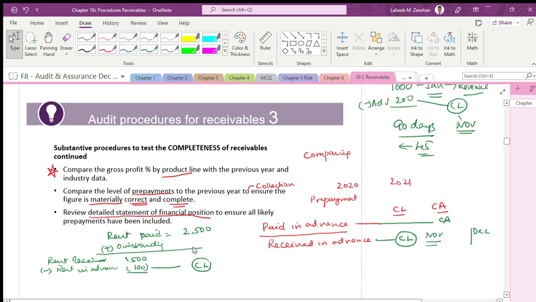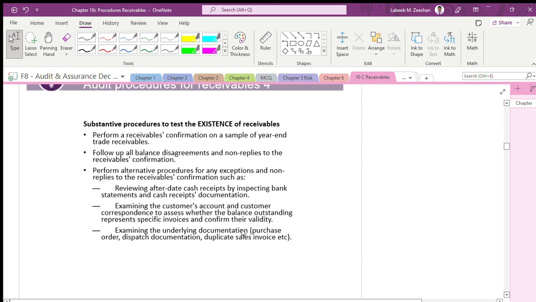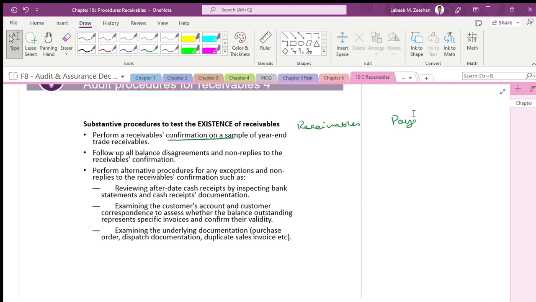Now, coming to the next one, existence. When will the existence be there? When we say perform receivables confirmation. See the thing. You are receiving. For you it is receivables, for others it is payables. What we have discussed is there should be a return confirmation.